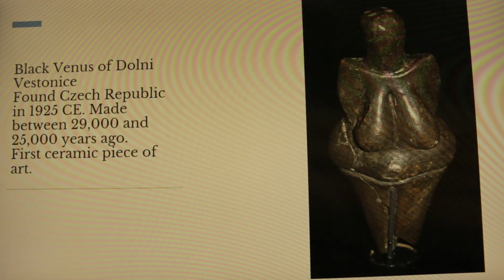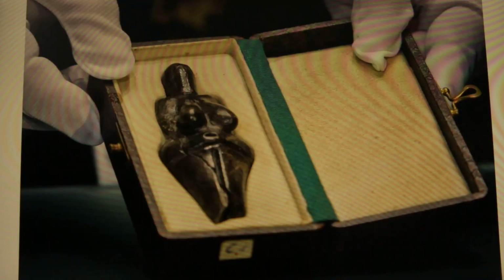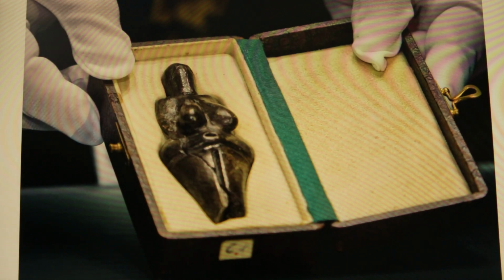These people are nomadic. And the Black Venus of Dolní Věstonice, found in the Czech Republic, is considered the first ceramic piece of art. So she's actually a fired piece of art. And you can see how tiny she is. A lot of theories about these Venus figurines, people. The Black Venus from Dolní Věstonice is probably the first kiln-fired piece.